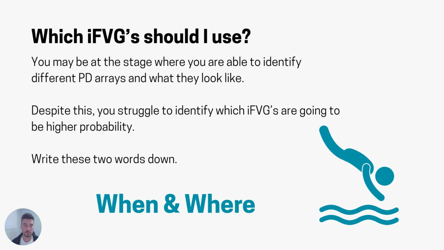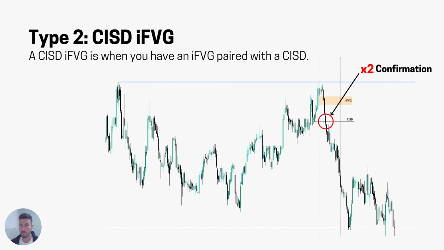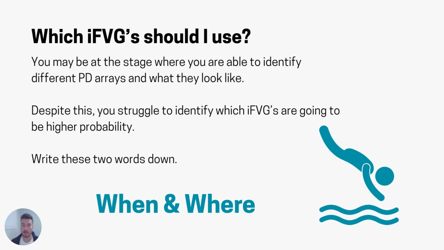Heaps of people ask me, heaps of people on YouTube, in Discord, any social media context, even people I teach personally, which inversion fair value gap should I use? And people might come to me and say, well, Ruben, it didn't work out. I had an inverse, I had a change in the state, I had a breaker block, I had all these things lining up and it still didn't work out. How can I increase my probability? How can I increase the chance that my trade is going to be favorable?